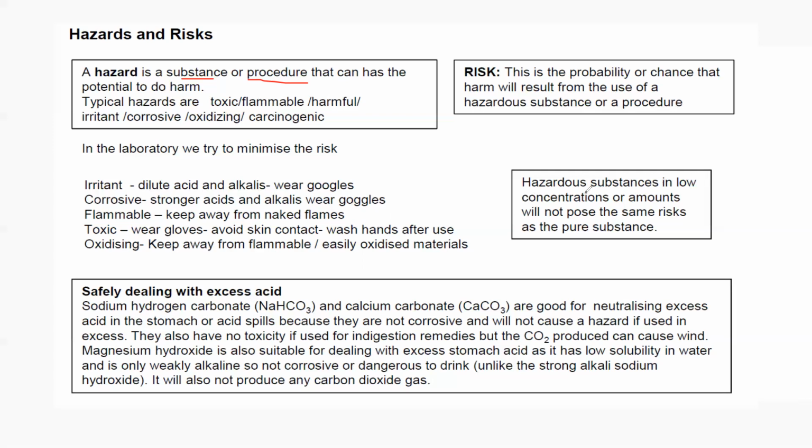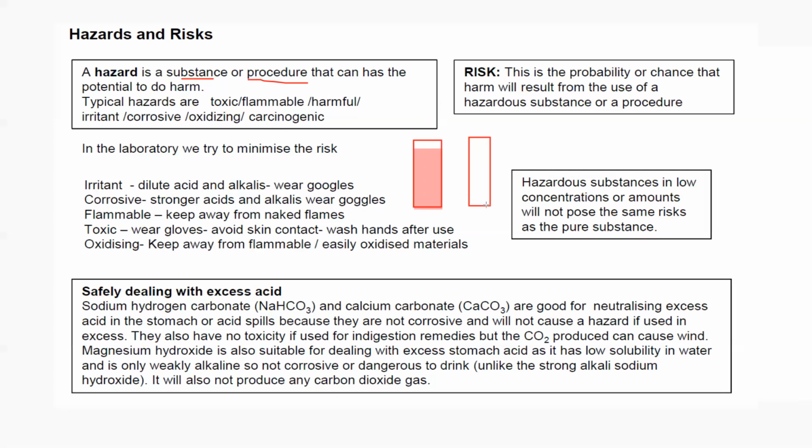Hazardous substances in a low concentration or amount will not pose the same risk as a pure substance. So if a substance is hazardous, even if you use a low concentration or amount, it will not pose the same risk as the pure substance. Basically, if you are using a strong acid, in one experiment you use 10 cm cube of strong acid, and in another experiment you use only 2 cm cube of strong acid.